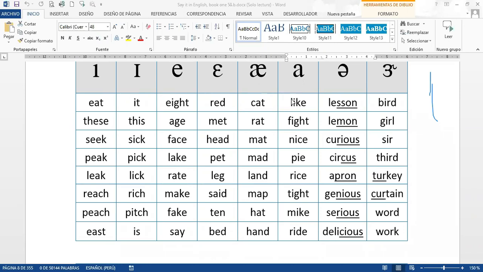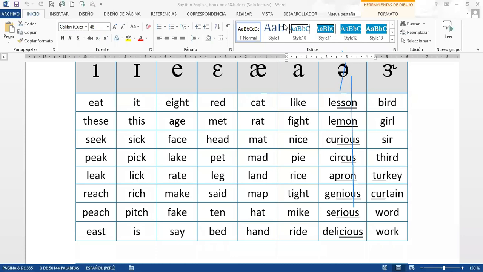So in this case we have words like: I, like, fight, nice, pie. All these words have this combination. Here we have the schwa sound. The schwa sound is the most important sound in English, and it is present in words like, for example, lesson. The word lesson has the schwa on the second syllable. Lesson. How does this sound work?